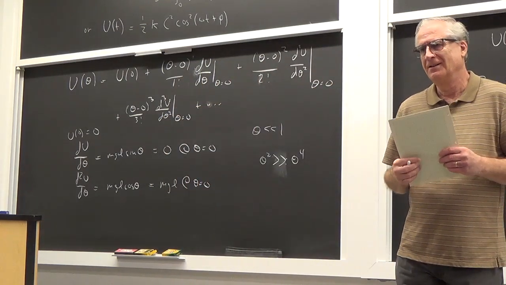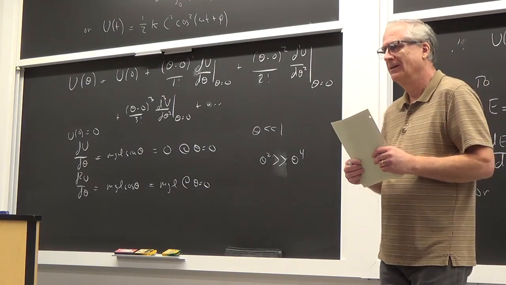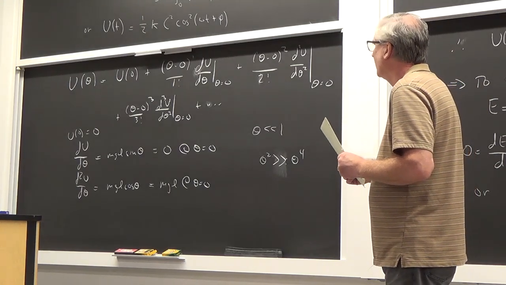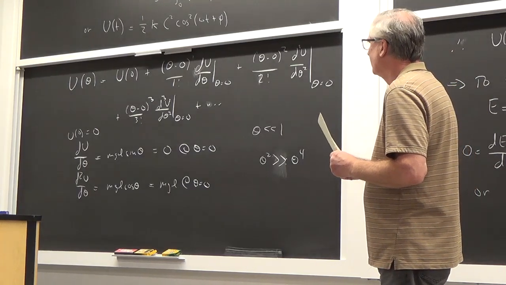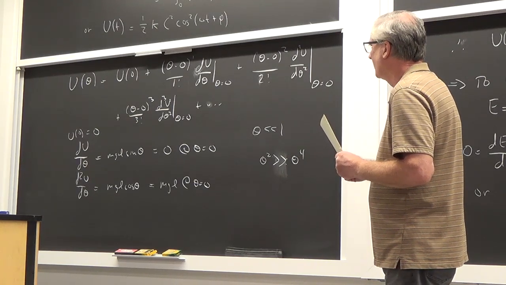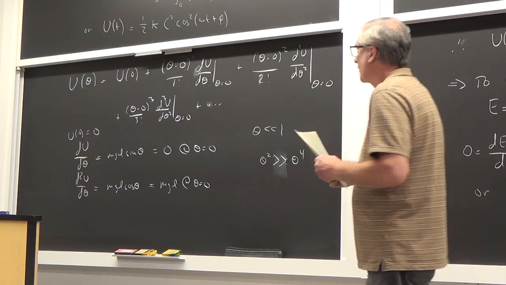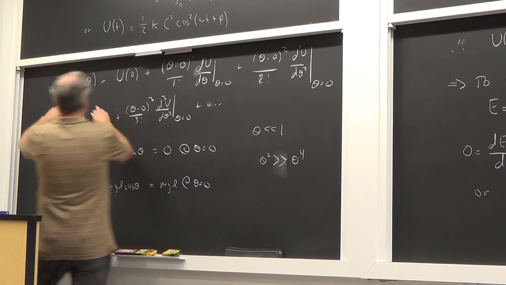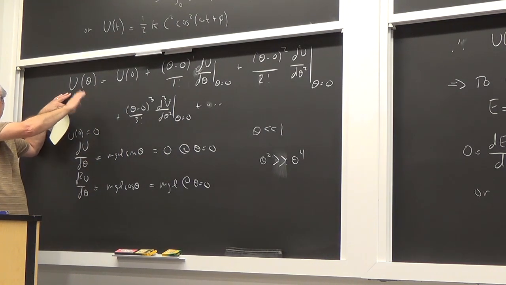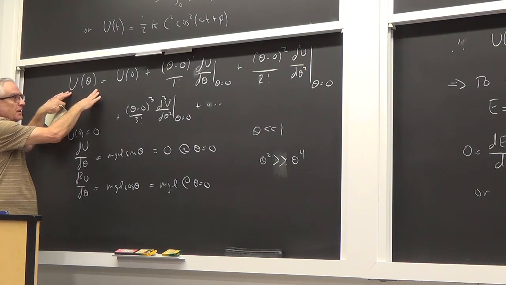Yeah. Thanks. I had a question before. In the Taylor expansion, the second term, du d theta, you said it was MGL sine theta, right? But before we defined u as MGL times 1 minus cosine theta, so where did that du d theta come from? So this is just, think of this as an arbitrary function of theta.